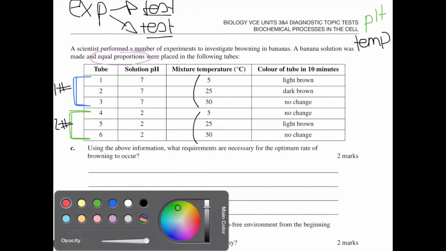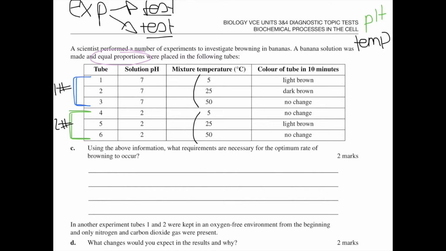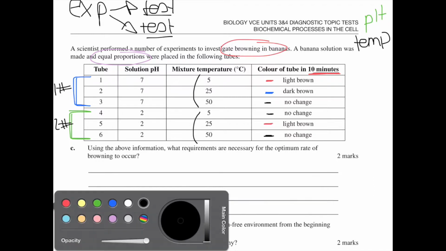Let's have a look at the results. We're looking at the colour of the tube after 10 minutes. Remember, we're having a look at the browning of the bananas. So the darker the colour change that's occurred, the better the enzymes are able to work. So we've got a light brown here. I might colour code this actually. We've got a light brown. We've got a dark brown. We have no change. No change. Light brown. No change.